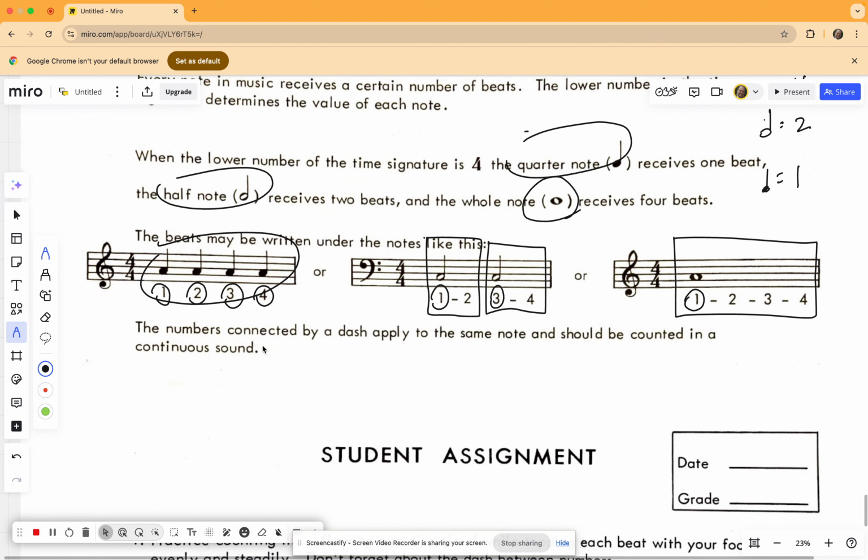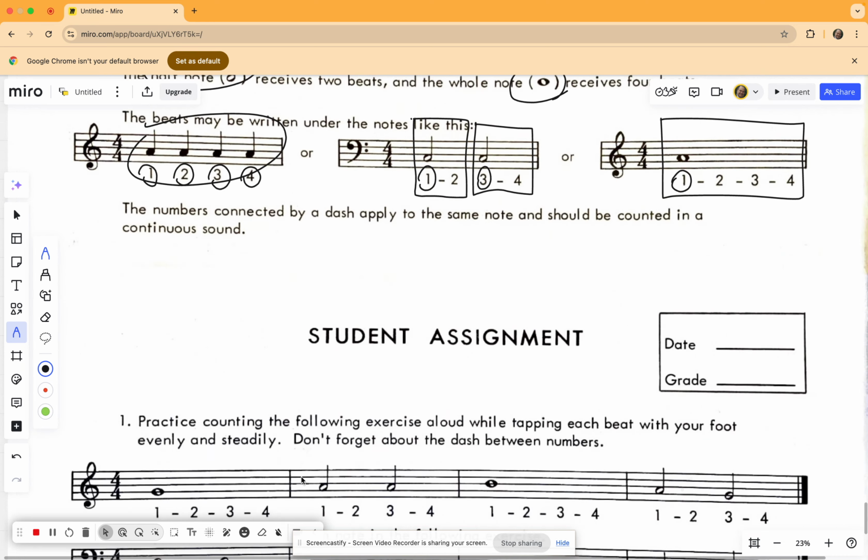All right, the numbers connected by a dash apply to the same note and should be counted in a continuous sound. So that's what I kind of did. In other words, clap and hold, clap and hold. Clap, hold, hold, hold. Clap, clap, clap, clap. Clap, hold, clap, hold. Clap, hold, hold, hold. All right, here we go. So now we're going to go into the student assignment.